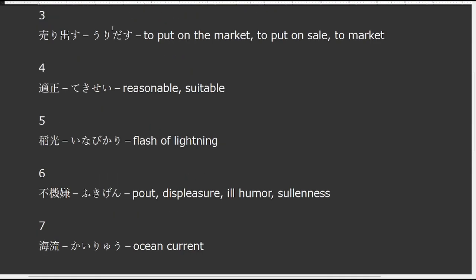Number three is uridasu. Uri on the left side for sell, and dasu on the right side for to give out or to kind of expel. So uridasu is your first expelling or getting rid of or selling of some product. To put on the market, to release or send out to sell. Put on the market, to put on sale, or to market itself is uridasu. Uridasu is to sell or to put on the market.